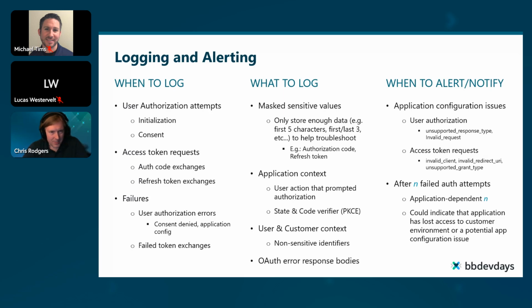And then this last bullet point is about after some number of failed authorization attempts. Your application is going to have to expect some level of auth failures for expired tokens, or a customer has disconnected your app, or those kind of things where your application or your refresh tokens are no longer valid. Some level of invalid client errors are probably to be expected, but a large number of them, either for a customer or in general, might indicate an issue with your application.